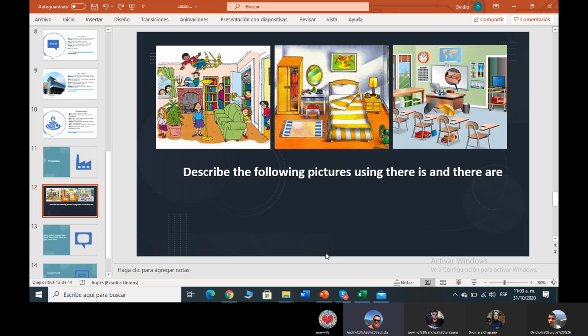And the third picture is a classroom. There are many books, and on the wall there is a calendar, and there is a world map, and there are 3 pictures of England, and there are 3 toys in the classroom. No more.